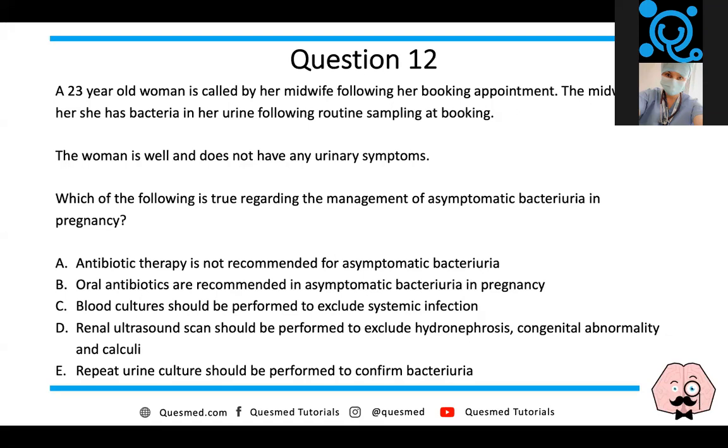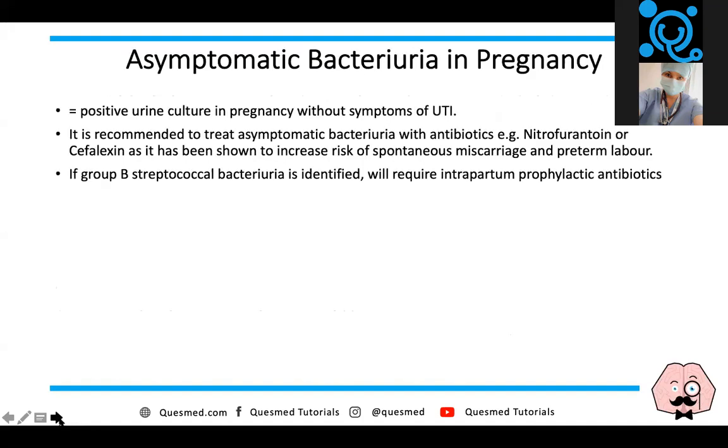Lovely, thank you for answering. So most people going with B, oral antibiotics, with a few of you going for the other 4 answers. So this is basically asymptomatic bacteriuria in pregnancy. And that's defined as a positive urine culture in pregnancy without any symptoms of UTI. And asymptomatic bacteriuria is always treated in pregnancy with an appropriate antibiotic.